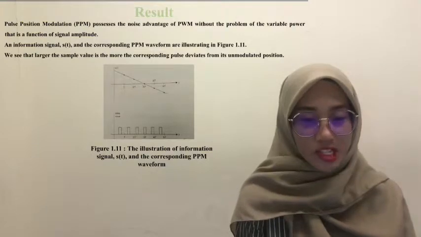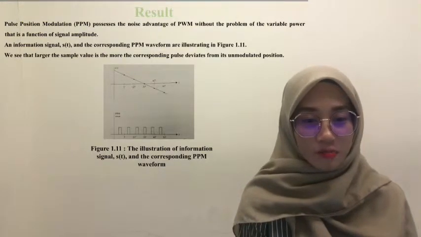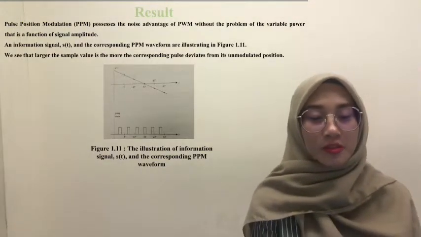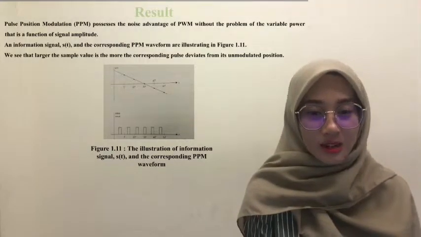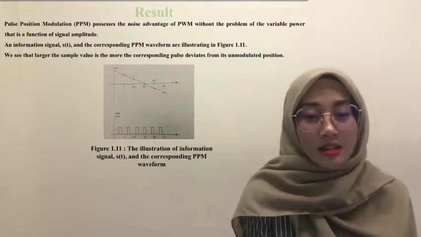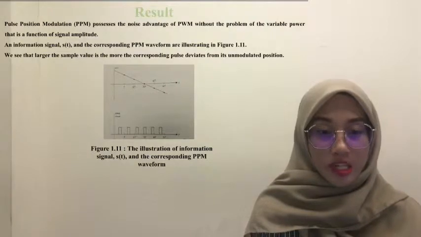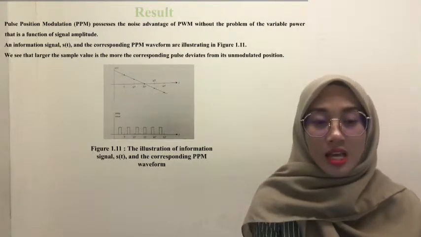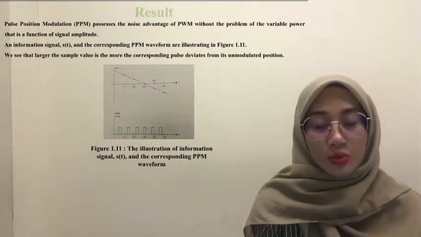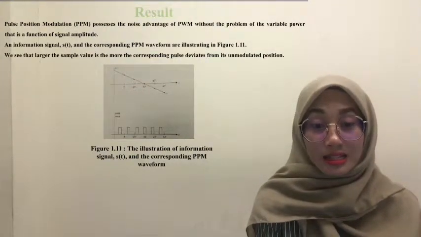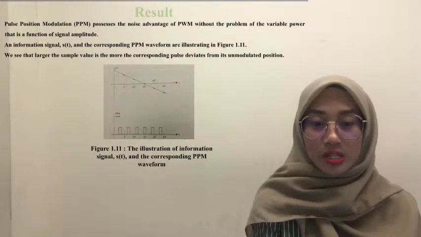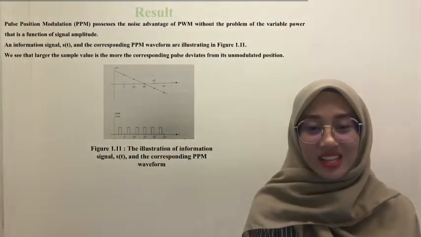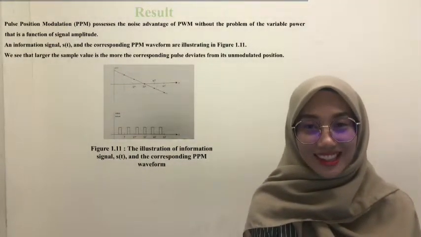Pulse position modulation, PPM, possesses the noise advantage of PWM without the problem of the variable power that is a function of signal amplitude. Here are the results of the PPM. An information signal S(t) and the corresponding PPM waveform are illustrated in figure 1.1. As we can see from the figure, the larger the sample value is, the more the corresponding pulse deviates from its unmodulated position.